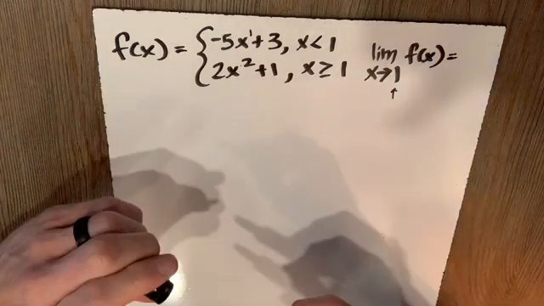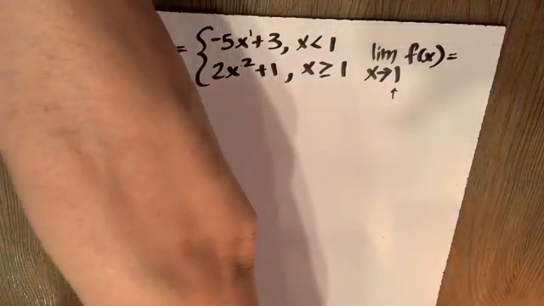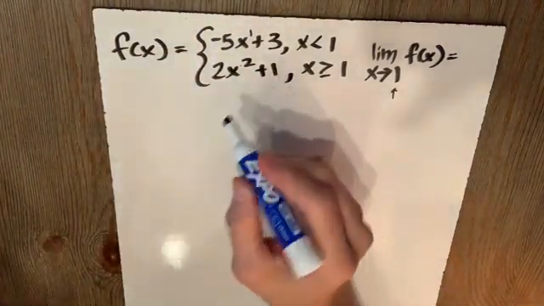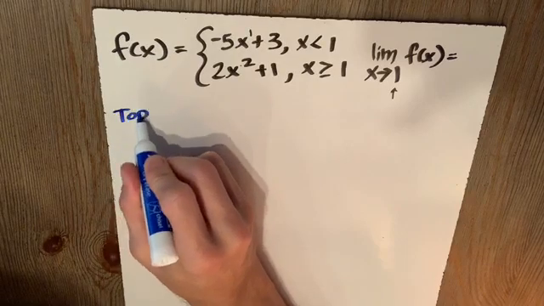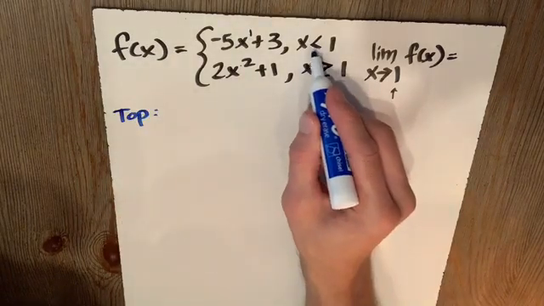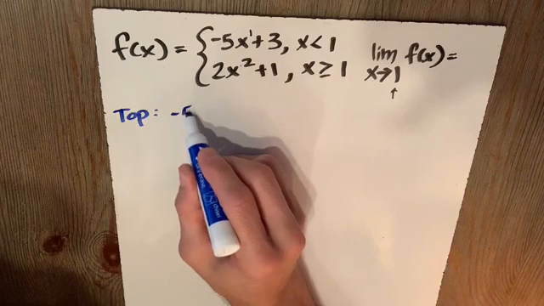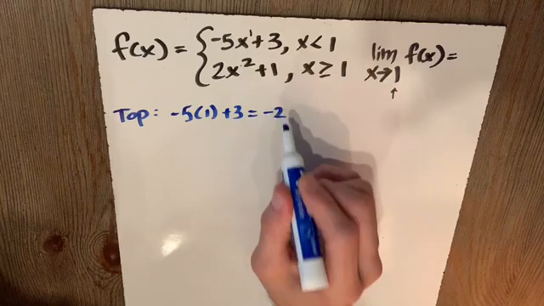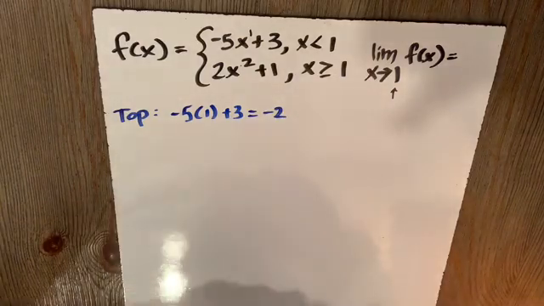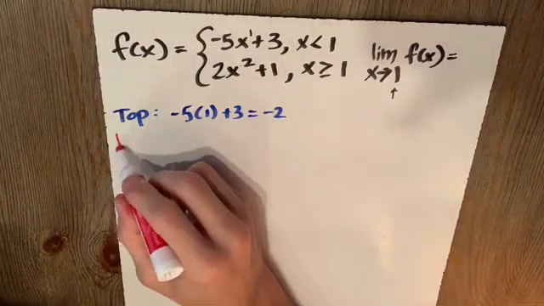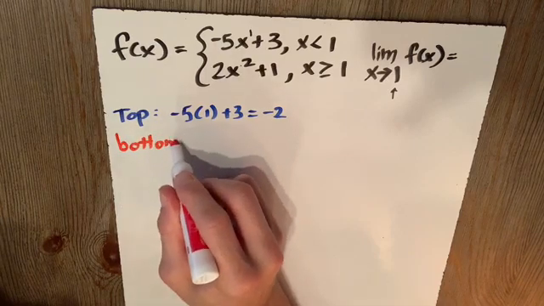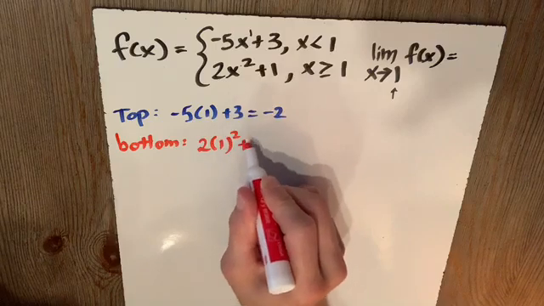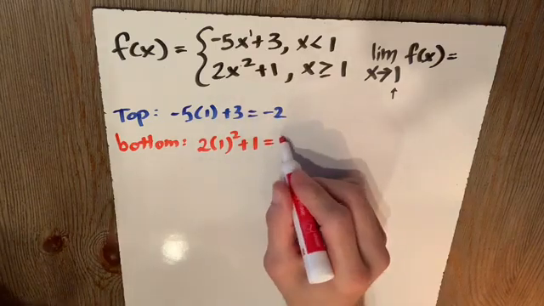So, if I'm given something like this, I don't even have to graph it. I can just say, well, where is y headed in each case? If I take that top equation, and I substitute in, I know it's not less than or equal to, but if I put in a 1, -5 times 1 plus 3 is -5 plus 3 is -2. The y is heading towards -2 there. And the bottom equation of this piecewise function, if I plug in a 1, 2 times 1 squared plus 1 is going to give us 3.